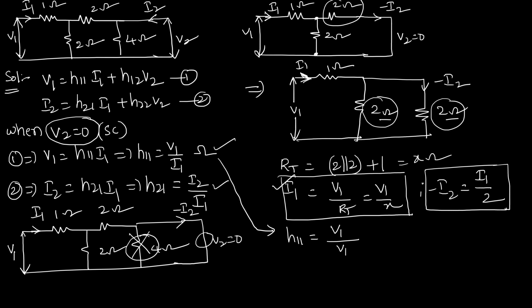I1, that is V1 by I1. So V1 gets cancelled. You'll be getting X, because this is V by I, unit is ohm. Now concentrate on the second parameter.